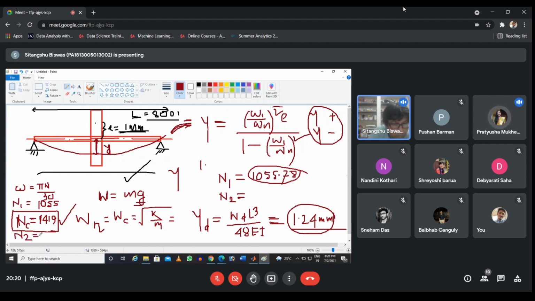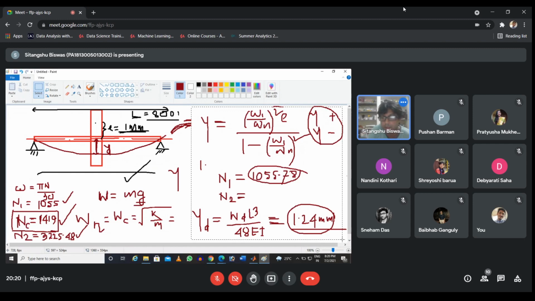Sir, 3225.48. So we got these RPM values. With this, we will try to do something more.